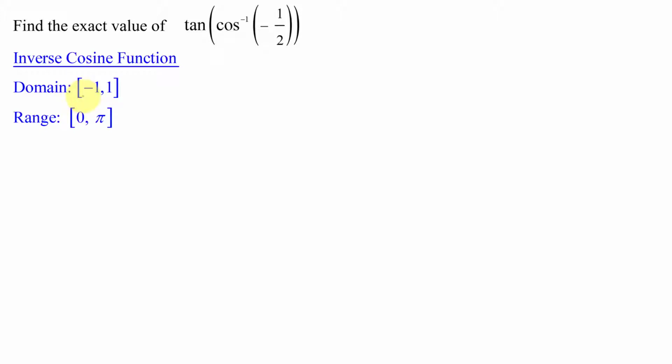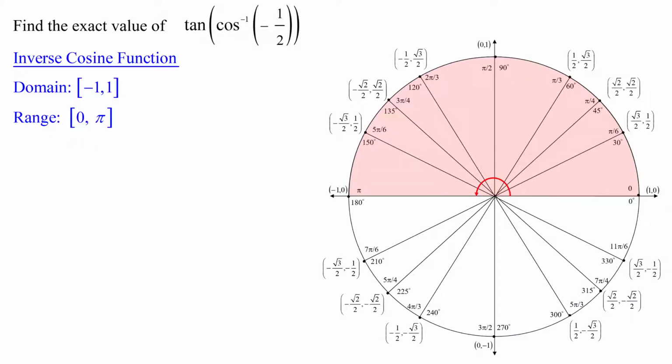real numbers in the interval -1 to 1, including the endpoints, and the output values, or the range, are angles in the interval 0 to pi, again including the endpoints. What this means is that when I have an inverse cosine function, my answer has to lie somewhere in the shaded region on this unit circle, somewhere between 0 and pi.